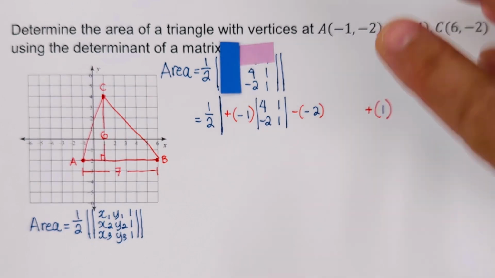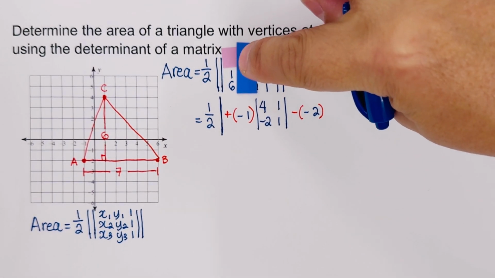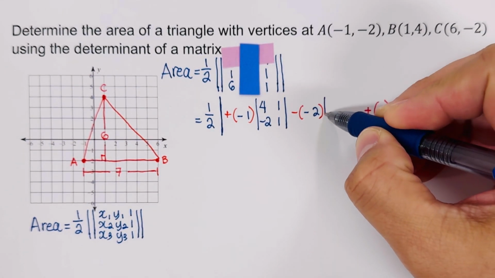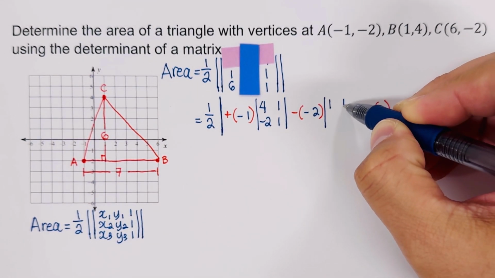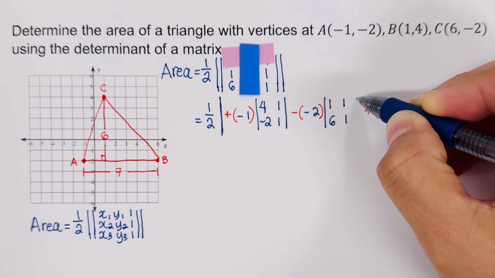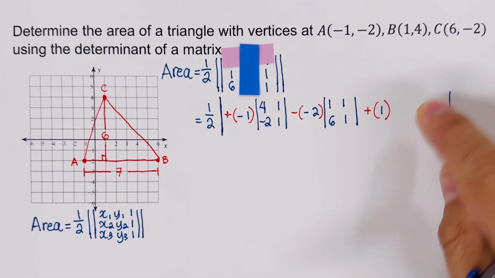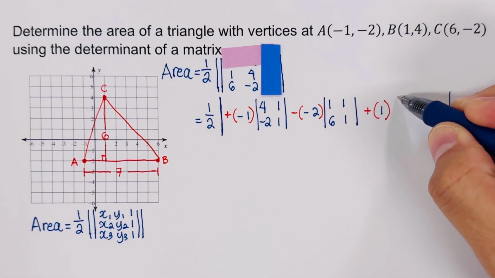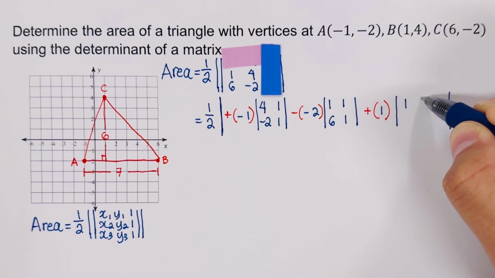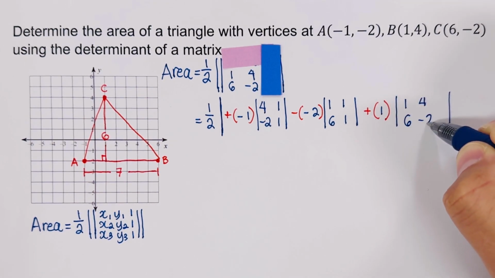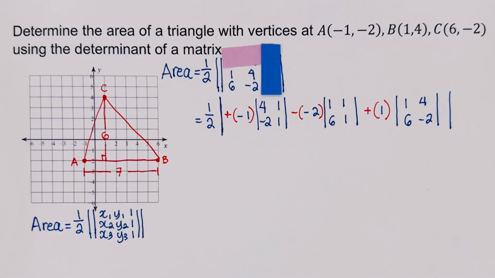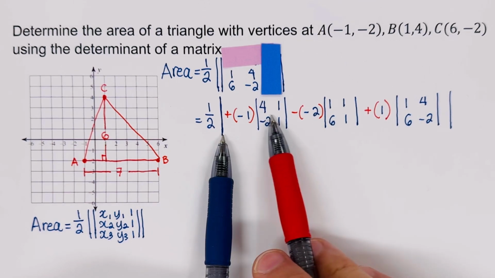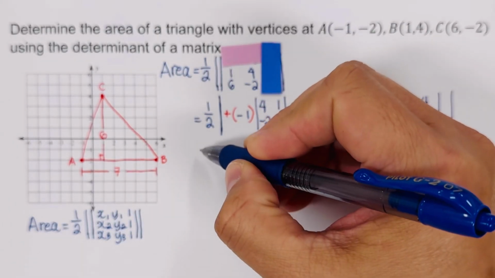For the -2 right here, we cover the middle column, and whatever is leftover is the 2x2 matrix that we multiply to this. That would be 1, 1, 6, and 1. For the third number, we cover the third column, and the leftover is the one that we multiply to 1. That's 1, 4, 6, and -2. And remember, we determine the absolute value for whatever answer we get in the middle. So we do the math here.